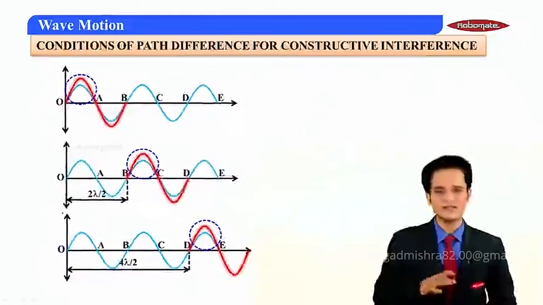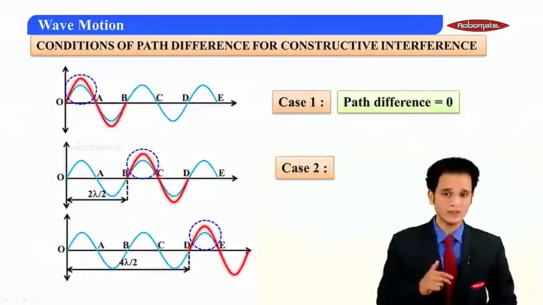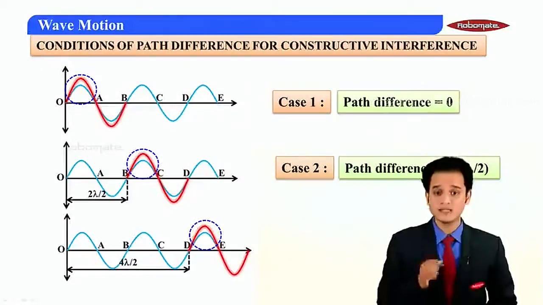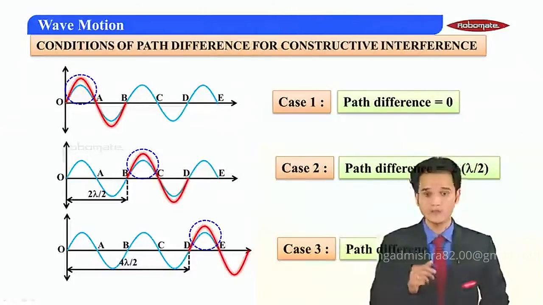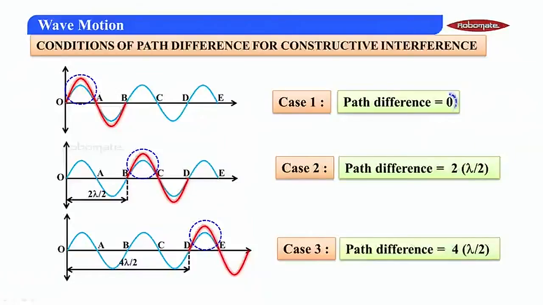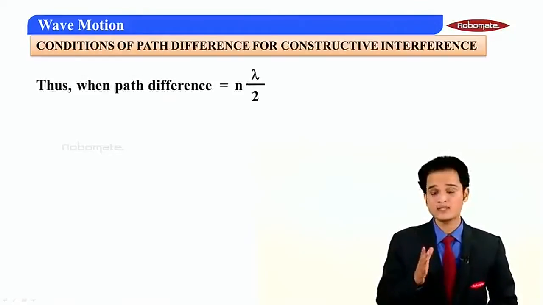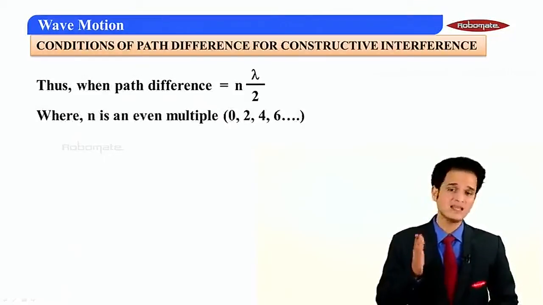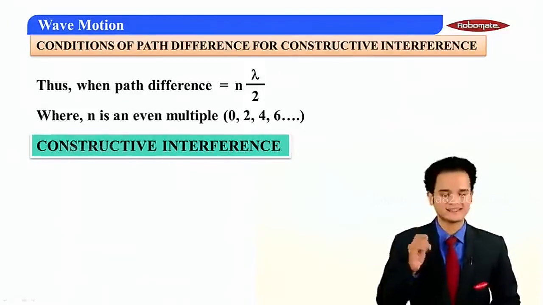Now students, let us analyze these three cases. Case 1 says path difference is 0. Case 2 says path difference is nothing but 2 lambda by 2. Case 3 says the path difference is going to be 4 lambda by 2. Now if you very clearly see students, 0, 2, 4 are even numbers. So very clearly students, when the path difference is n lambda by 2 and n is an even multiple, say 0, 2, 4, 6, etc., we get constructive interference.